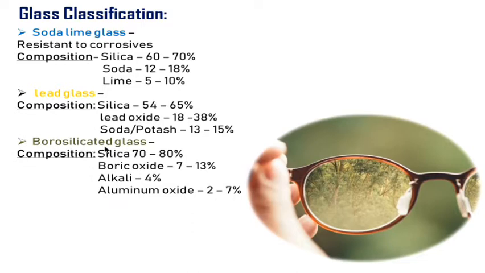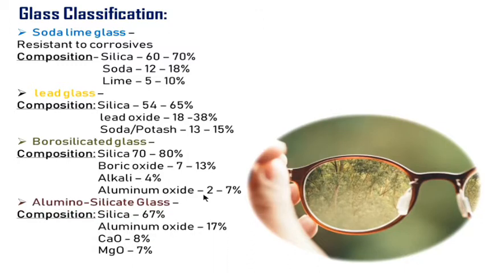Now borosilicate glass, which has a composition of silica 70 to 80%. Boric acid is added because it gives the glass the ability to resist high temperatures. That's the reason they are used in laboratory wares, that is Pyrex glasses and all. Boric acid is 7 to 13% of it, alkali 4%, aluminum oxide 2 to 7%.